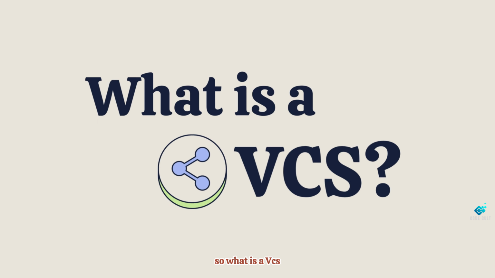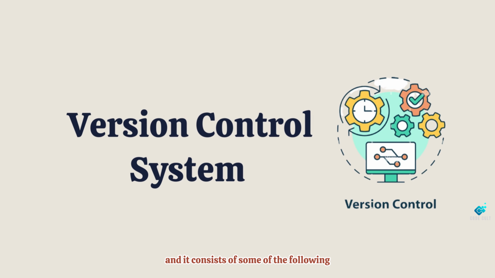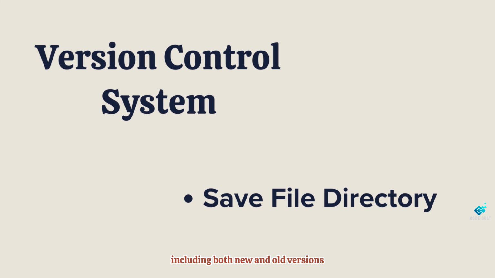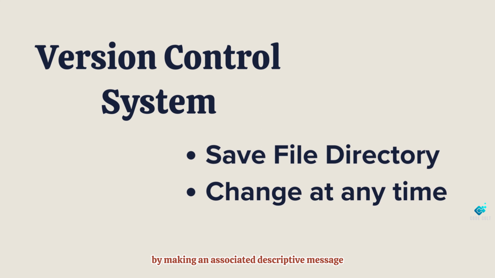So what is a VCS? A VCS basically stands for Version Control System, and it has the following characteristics. First of all, it keeps versions of every file in your project, including both new and old versions. It documents every change done to the project by making an associated descriptive message. So every time you make a change, you should specify why you've done this change, so that later on, if we have some bugs or something that doesn't seem to work, we can come back to one of our previous versions that were working before this given change was made.